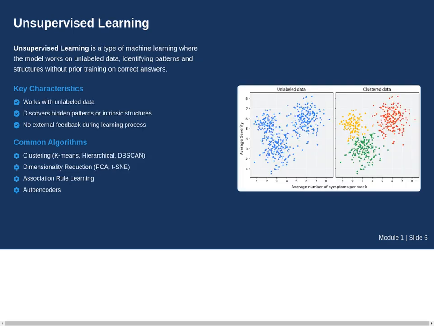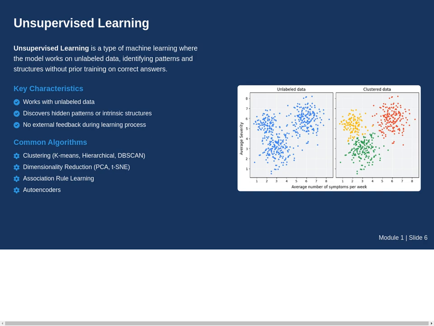Unsupervised learning deals with unlabeled data. Here, the model tries to find hidden patterns or structures within the data on its own, without any prior knowledge of the output. It's like a student trying to understand a subject without a teacher by finding connections and groupings in the material.